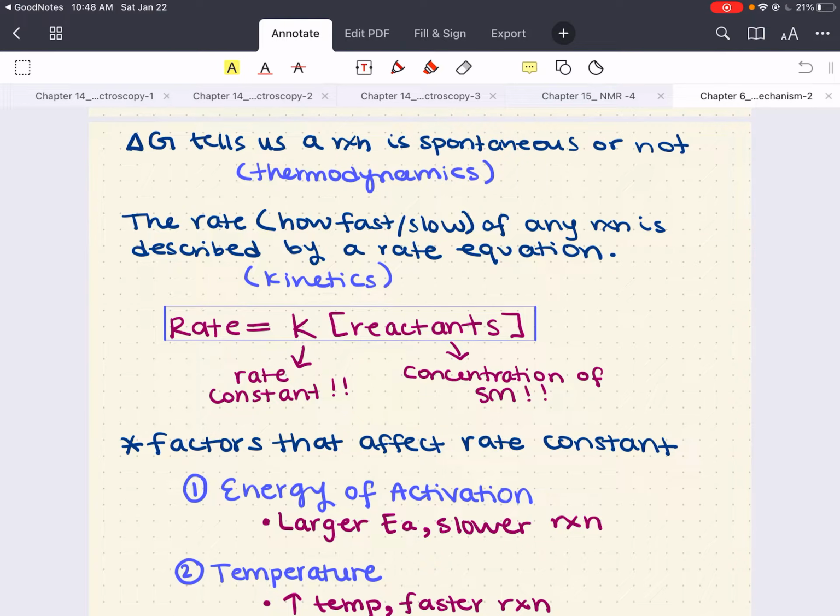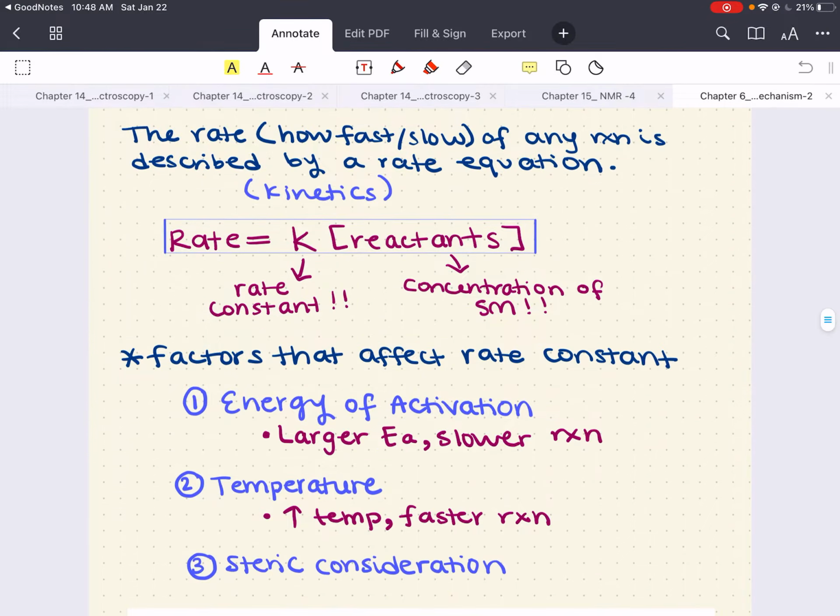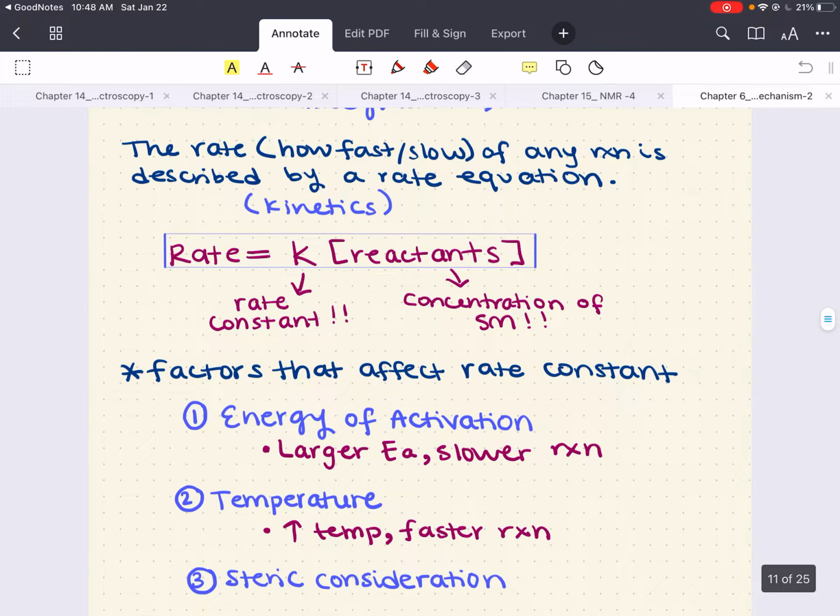What about how fast a spontaneous reaction will occur? Well, the rate, how fast or slow of any reaction, is described by a rate equation. The study of reaction rates is actually called kinetics, and the rate of any reaction will be determined by the rate equation for that specific reaction. Now, here we see a sketch of a rate equation. k is the rate constant, and it is multiplied by the concentration of our reactants.